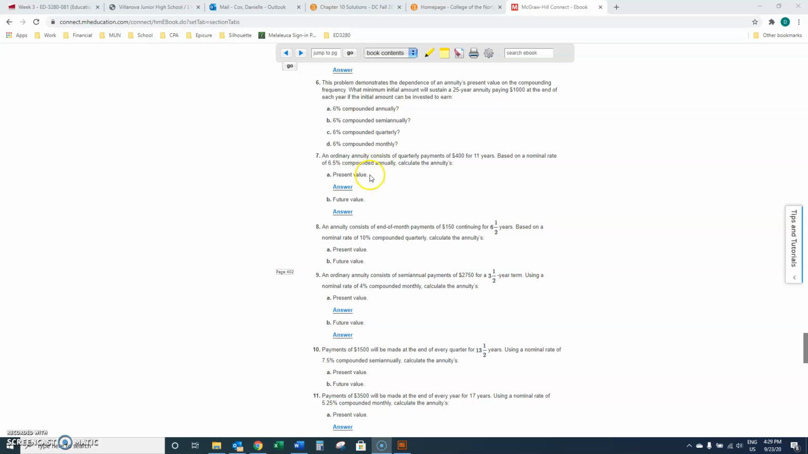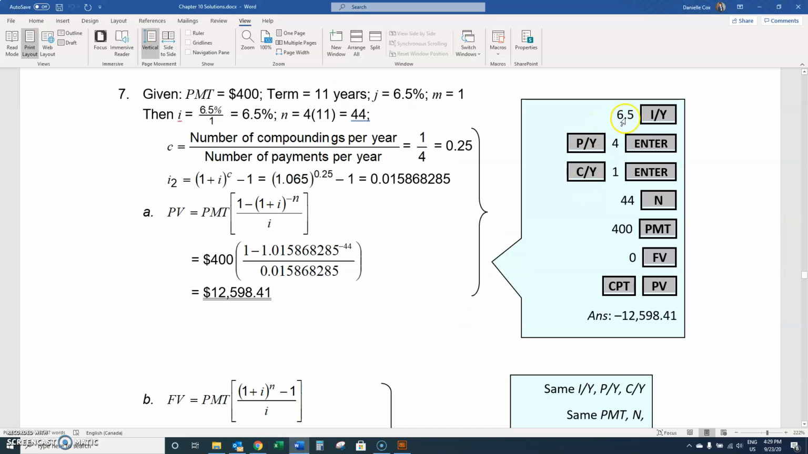And then we have to calculate our present value. So let's go over to the solution. Here you would enter 6.5 for your interest per year. Up until this point, when we entered our payments per year, the payments per year and the compoundings per year were the same amount, so when you enter one, it automatically changes both of them.